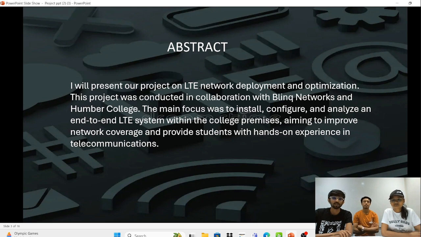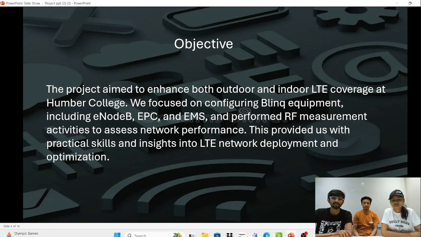Our project, a collaboration between Humber College and Blink Networks, aims to provide hands-on experience in configuring and analyzing an end-to-end LTE system. We focused on setting up user equipment, eNodeB, and EPC, while conducting comprehensive RF measurements through walk and drive tests across the campus. This project bridges the gap between theoretical knowledge and practical application in wireless telecommunications.